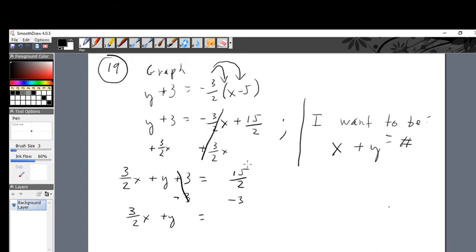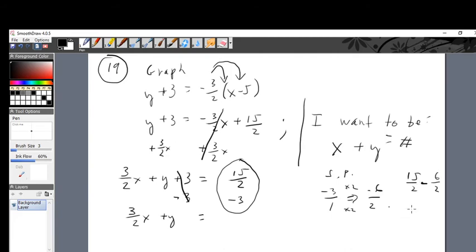Okay, but what do I have on this side? What is 15 halves minus 3? So here's scrap paper. What is minus 3 over 1, and I want to turn it into halves? How do I get from 1 to 2, the denominator? Times 2, right? So I multiply this times 2, and I get negative 6 halves. So this scrap paper work is 15 halves minus 6 halves. How much is 15 halves minus 6 halves? Answer, 9 halves. 15 minus 6 is 9. So this equals 3 halves x plus y equals 9 halves.